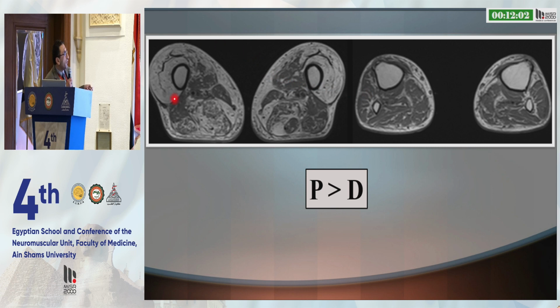In the thigh, the quadriceps is markedly affected. Also, the hamstring muscles are affected, but to a lesser extent, while the leg looks more or less normal. So this pattern is more proximal. The affection is proximal more than distal; the leg is less affected than the thigh.